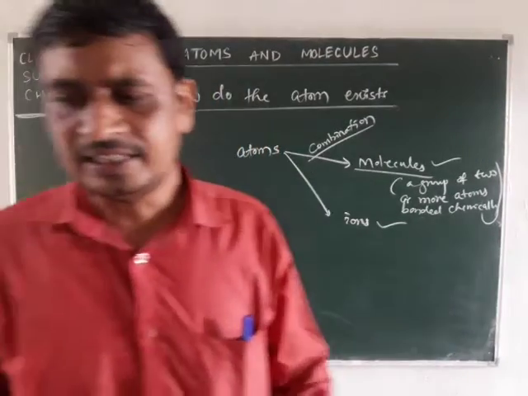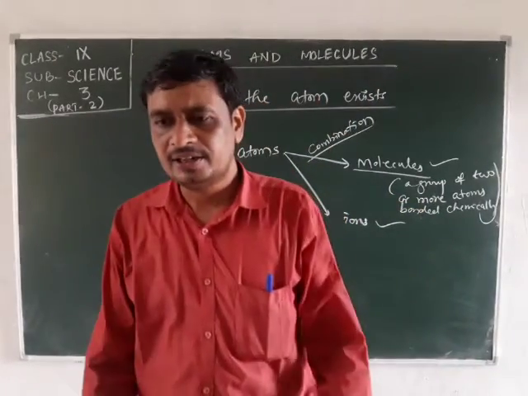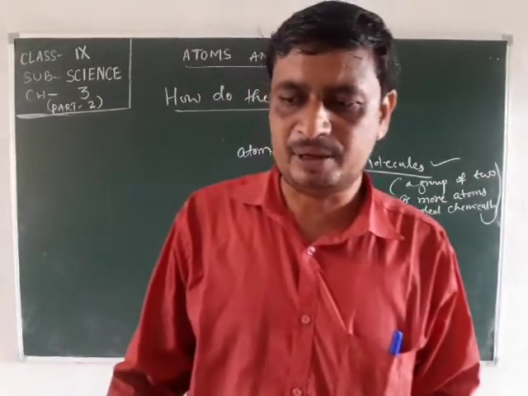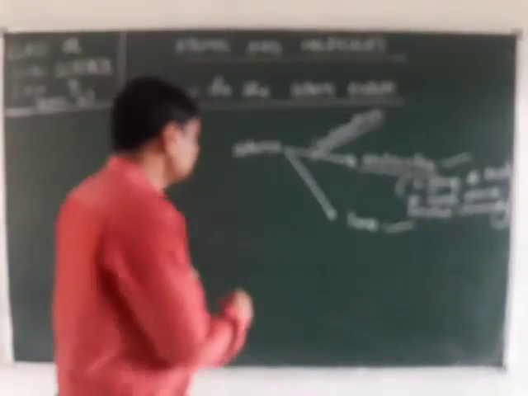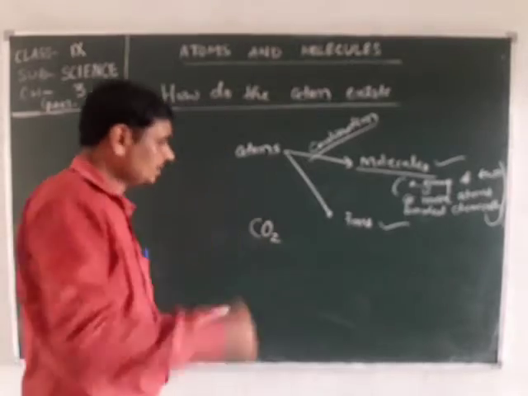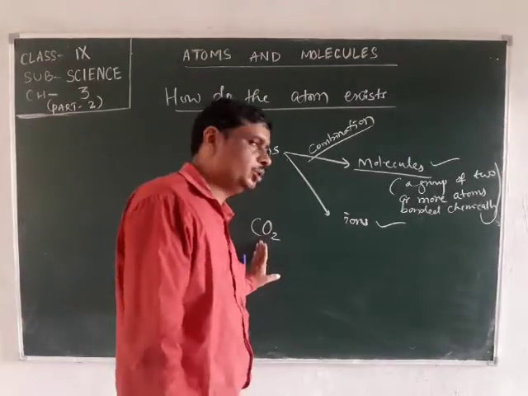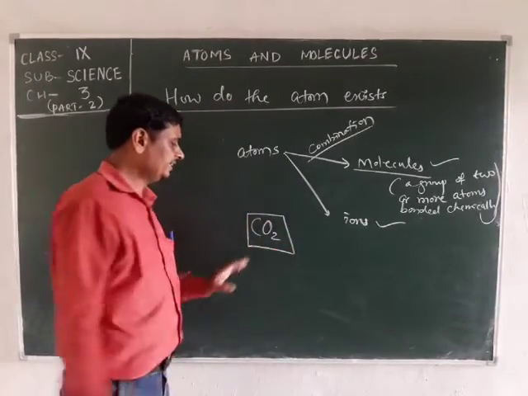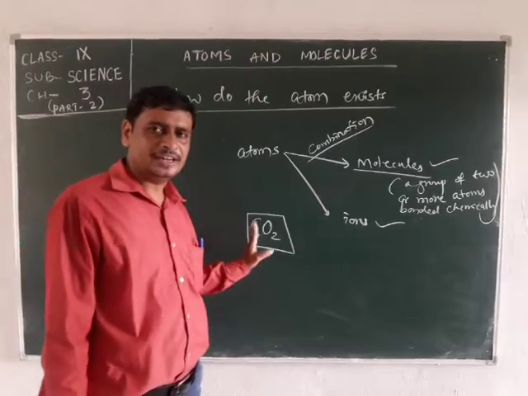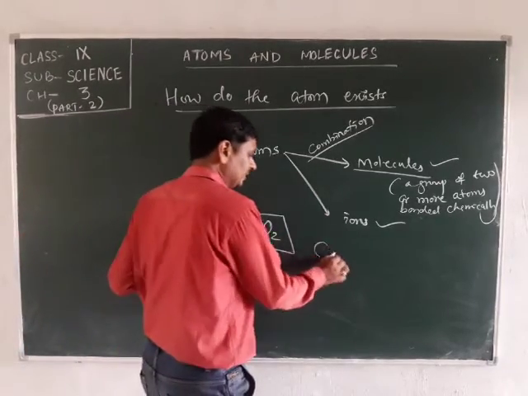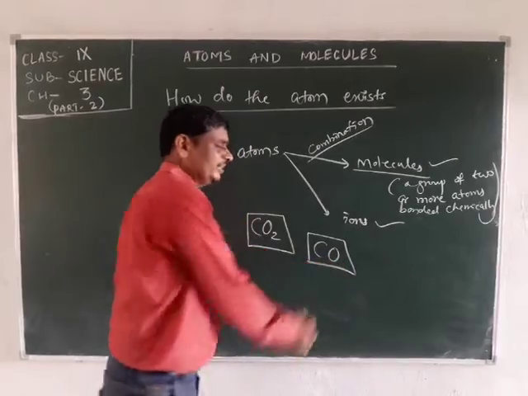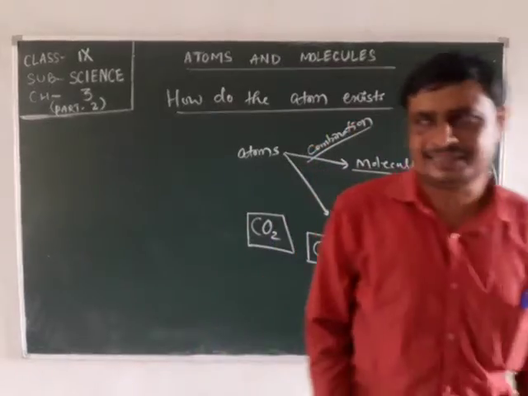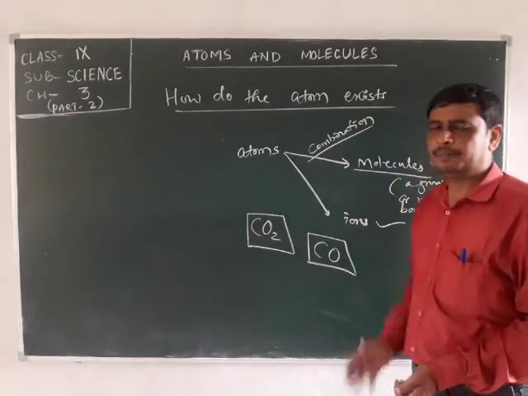A molecule can be defined as the smallest particle of a compound, and it shows all properties of that compound, like CO2. It is the combination of one carbon and two oxygen atoms. In this combination, they are in the ratio 1:2. Similarly, in carbon monoxide, their ratio is 1:1. So when the ratio differs, a different compound will be formed.